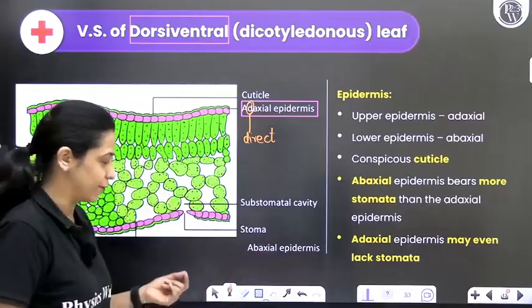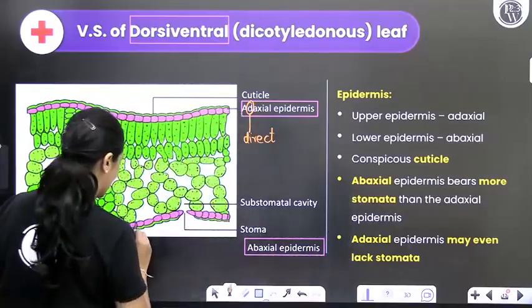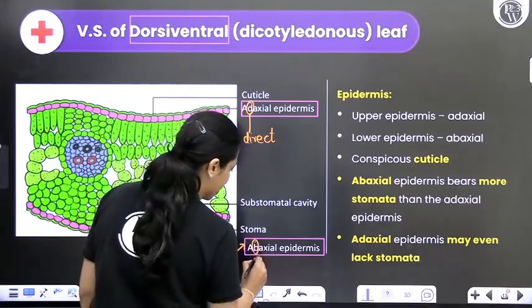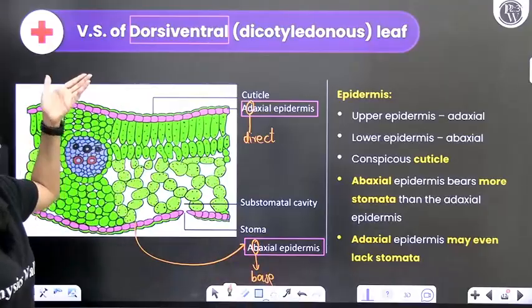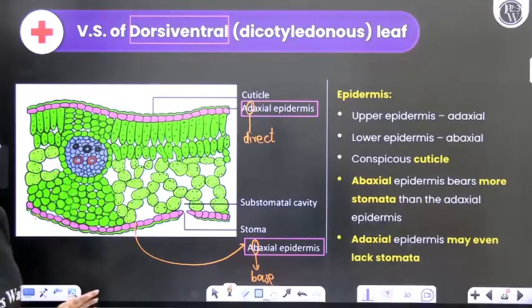The lower surface is called the abaxial epidermis. B for base, it is present towards the base. Upper surface, adaxial epidermis; lower surface, abaxial epidermis.